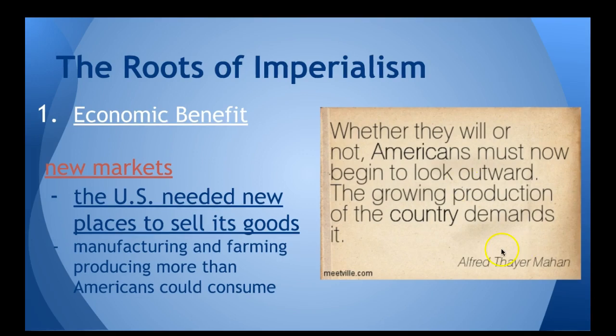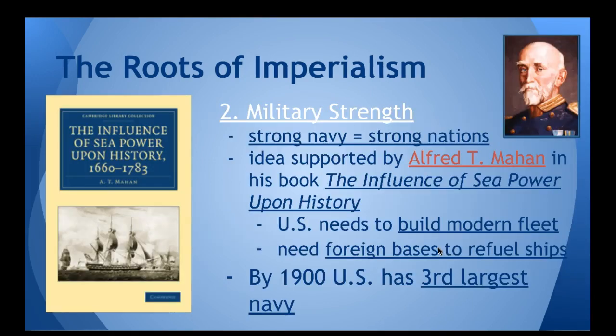We're going to talk about this man on the next slide, Alfred Thayer Mahan. But this quote: "Whether they will or not, Americans must now begin to look outward. The growing production of the country demands it." We needed to find new places to sell our goods.